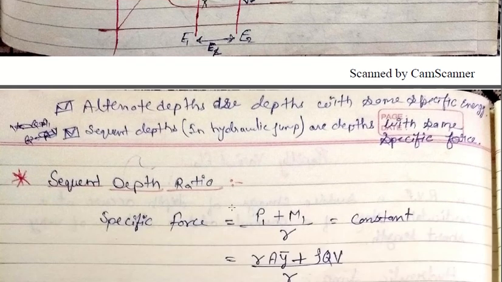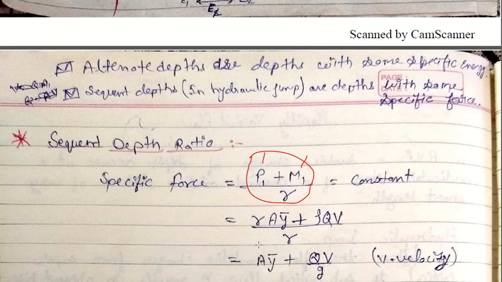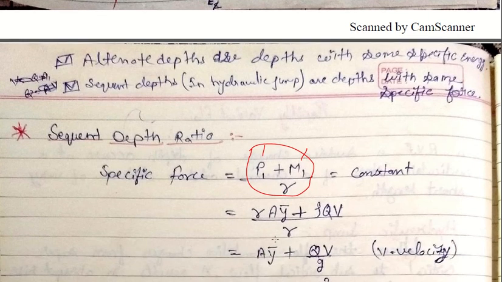Now the sequent depth ratio, that means y2 by y1 or y1 by y2. Here we use specific force, because sequent depths in a hydraulic jump are depths with the same specific force. We will see specific force in the first chapter of OCF. So it will be P plus M by gamma, that means pressure force plus momentum per unit weight, is constant. P is gamma A y bar, plus rho Q V by gamma is the momentum.